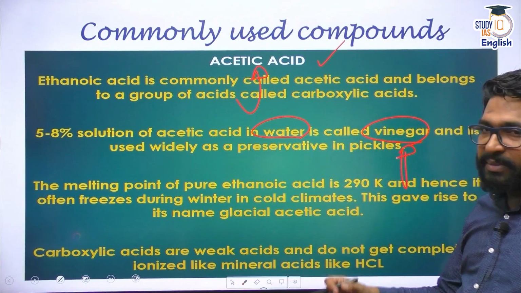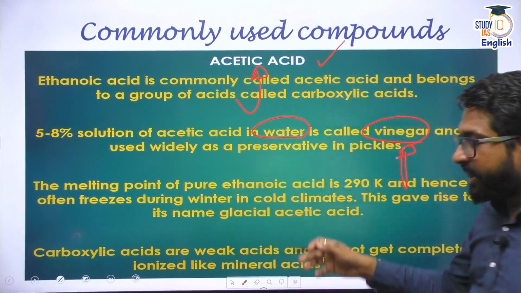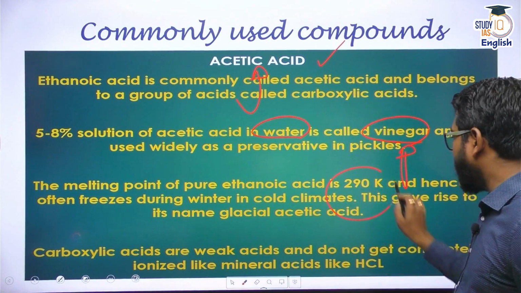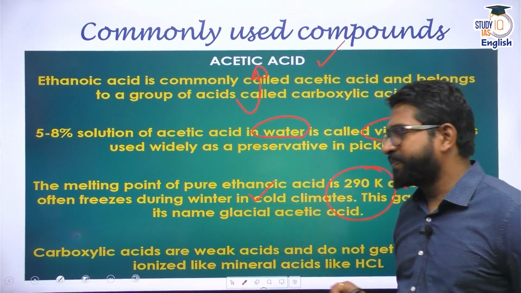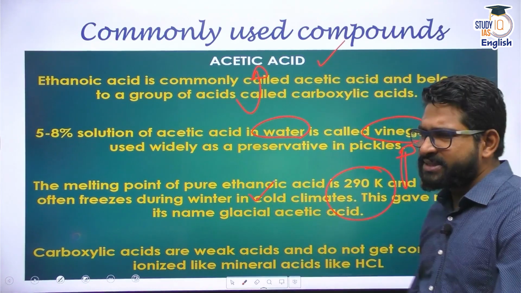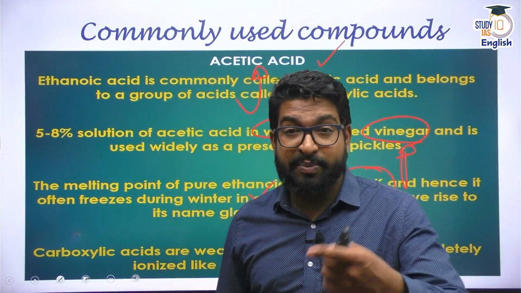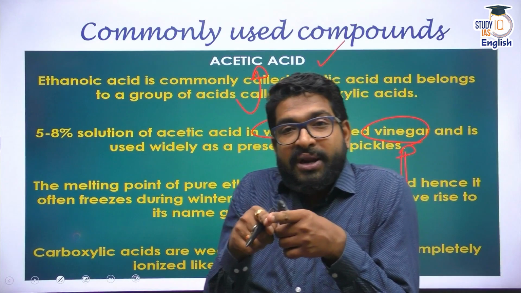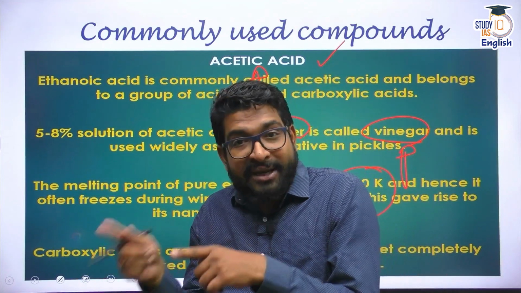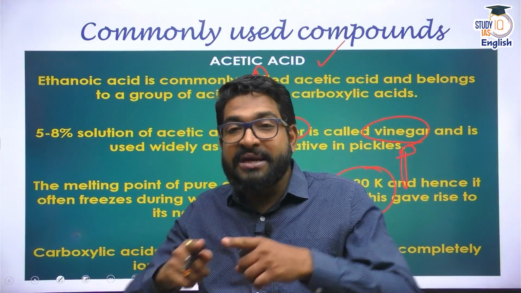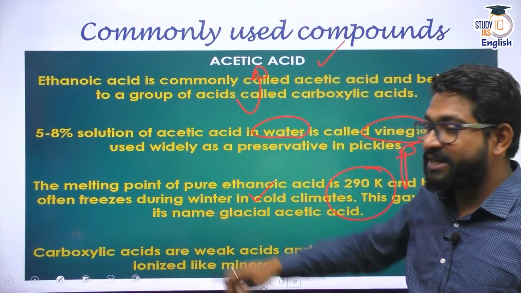The melting point and the boiling point of acetic acid are quite low. The melting point of pure ethanoic acid is about 290 Kelvin, and it often freezes during winter. As I told you, carboxylic acids are found in nature, and we have already discussed that they are weak acids. That means in an aqueous solution, they do not ionize completely. Strong acids like mineral or inorganic acids, such as hydrochloric acid and sulfuric acid, ionize completely in aqueous solution. So these carboxylic acids are weak acids.